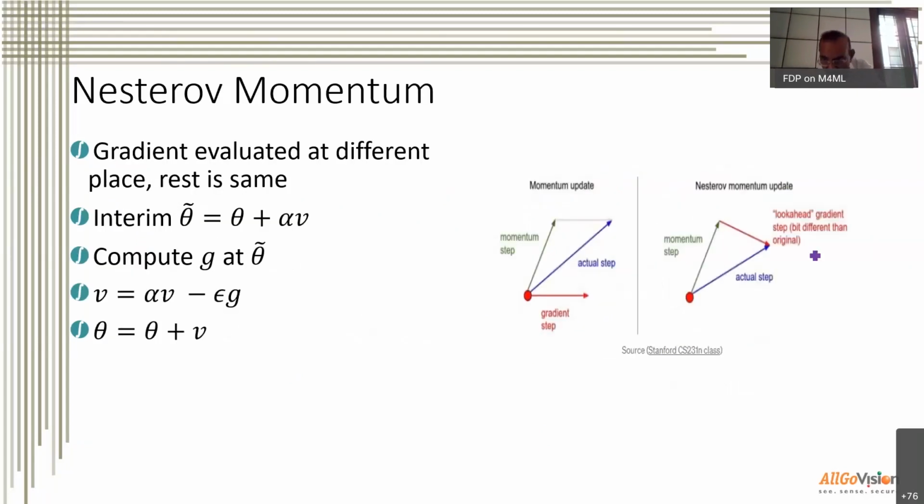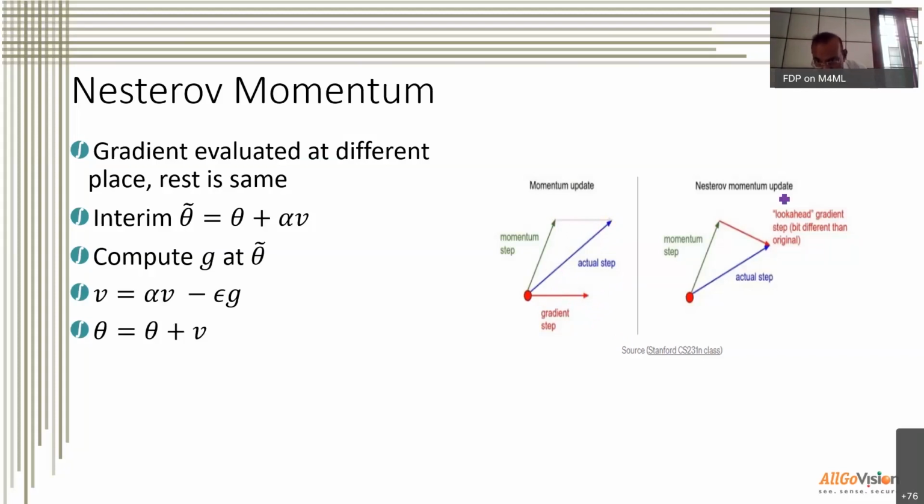There is another variant of momentum called Nesterov momentum. Let's first look at the geometry, and then we can come back to the equations. In the momentum we have done so far, there is a gradient step, which is minus epsilon g, and there is a momentum step, which is alpha times v. The actual step we take is the sum of these two steps, using the parallelogram vector sum.